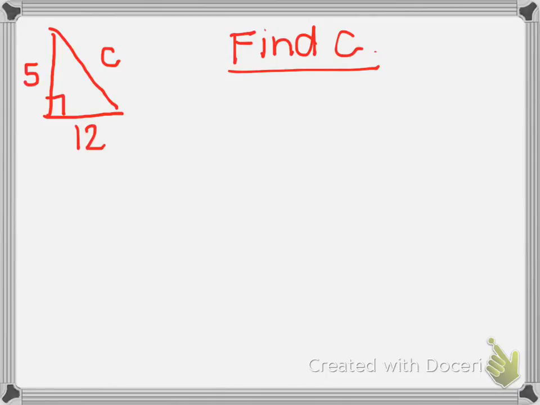We have a right triangle, and we want to find C. So this is our goal. Now, C is our hypotenuse, and then our legs are given to us as lengths 12 and 5. So remember, our equation is going to be a squared plus b squared equals c squared. So now all we basically have to do is plug in and solve. It's pretty simple. Just make sure that you're putting the numbers into the correct spots.